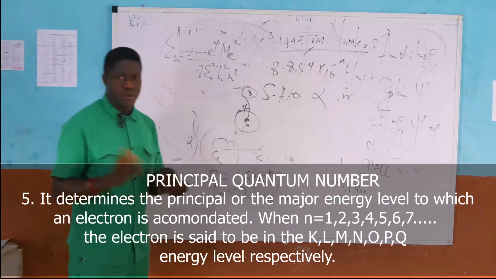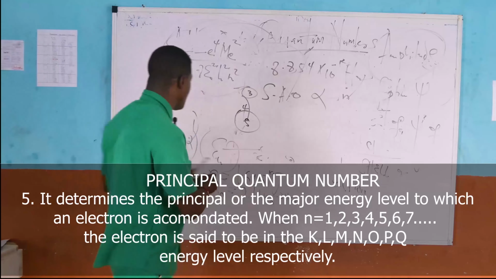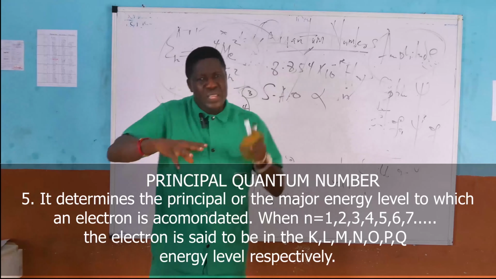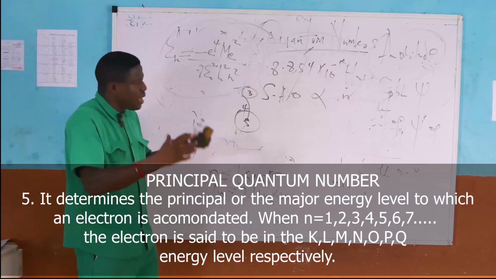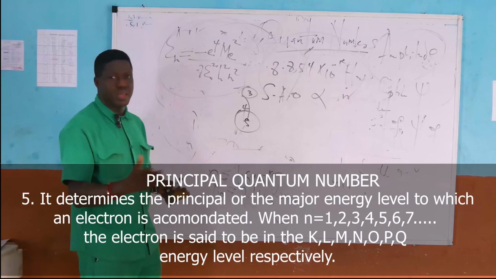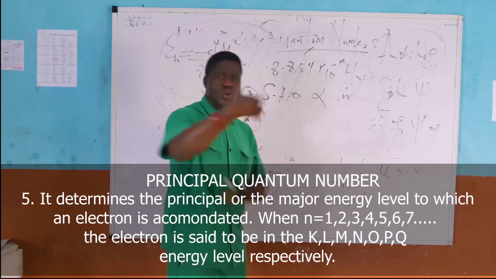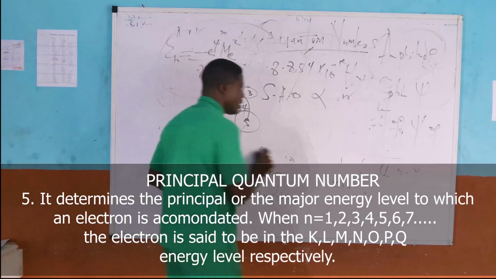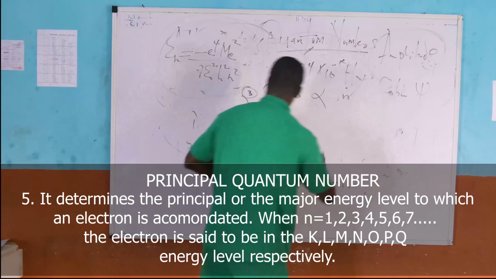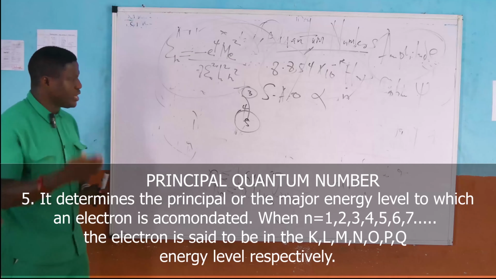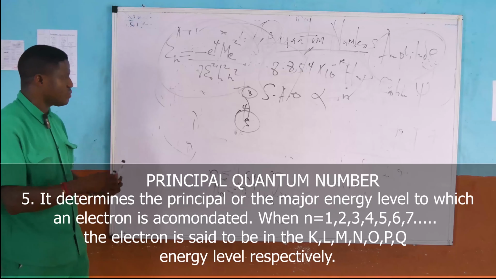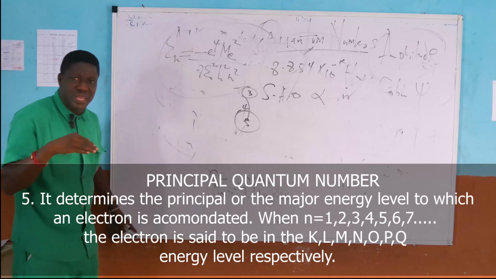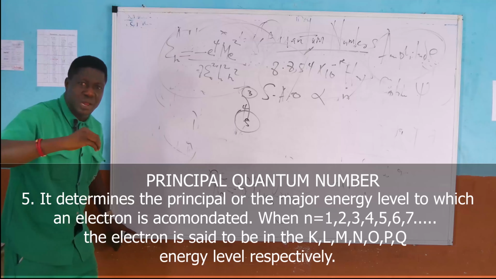Number five. The principal quantum number also divides the principal or major energy level, otherwise known as shell, into what we call subshells. Before I consider that, the principal quantum number can take a range of values. Before we consider the values, let me be very specific that the principal quantum number also determines the major principal shells.